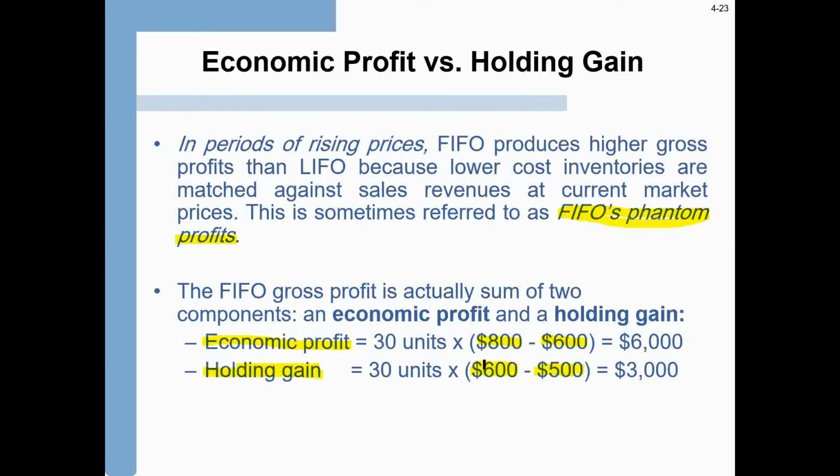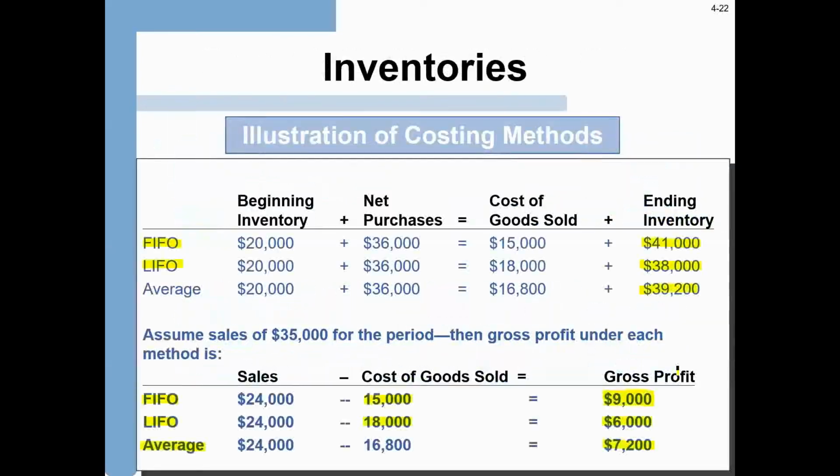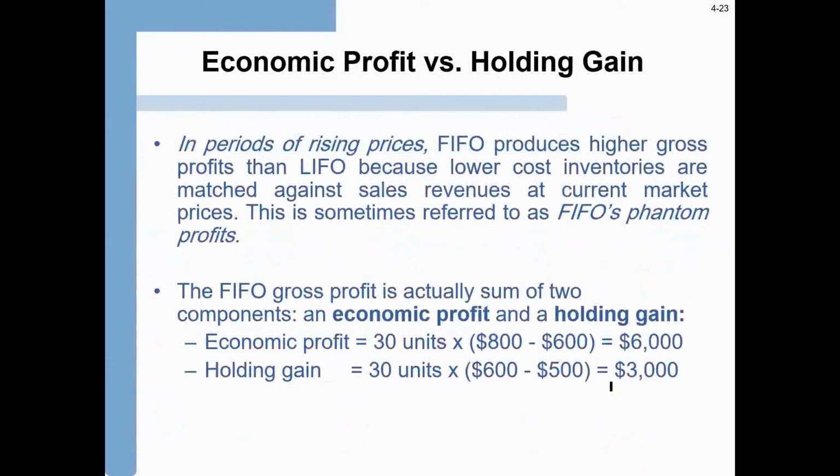Then if you see over here, the difference between these two, 800 minus 600, is 200. 200 times 30 is going to give us 6,000. So 6,000 plus 3,000 is a total of 9,000. And this is the same 9,000 which you are seeing at this point. So this is how we are calculating this 9,000, and this is called FIFO phantom profit.